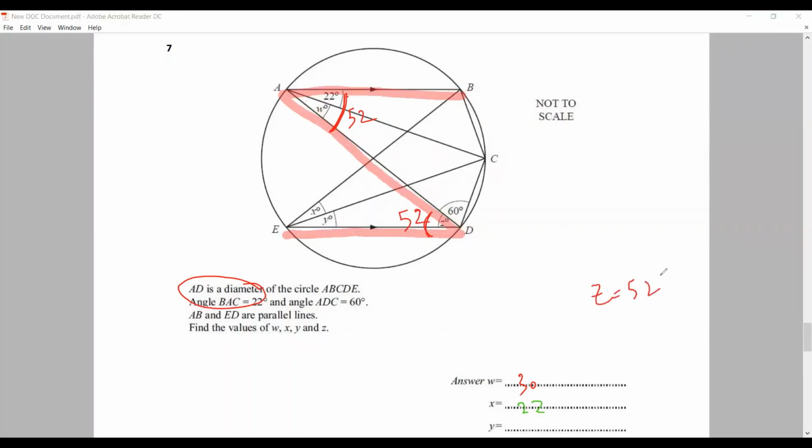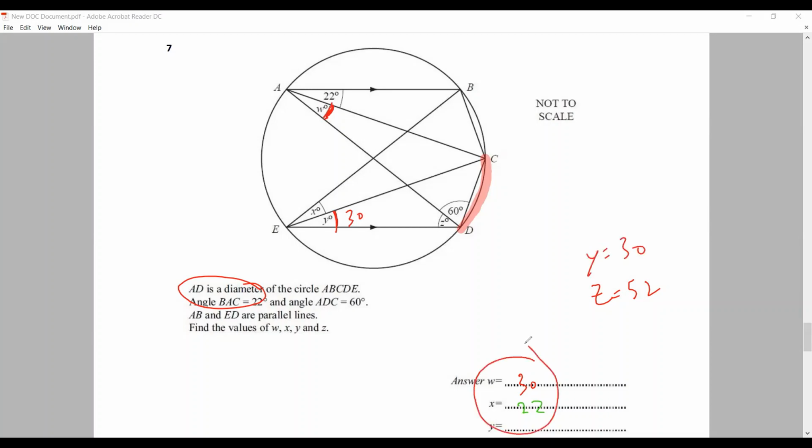And then take a look at Y. It's subtended by the same arc as W. So W and Y have the same value, right? According to the same segment theorem. That means if W is 30, Y should be 30 as well. So I'm going to write that here. Y is 30. And that's it. Those are the answers: W and X, Y and Z.